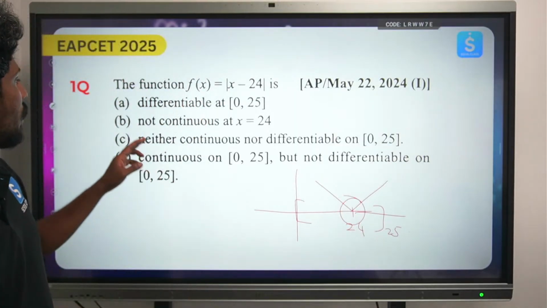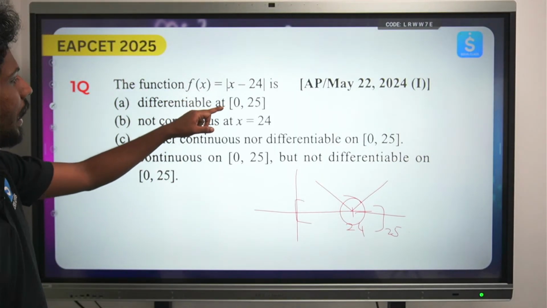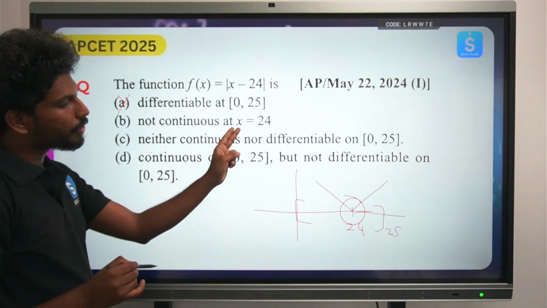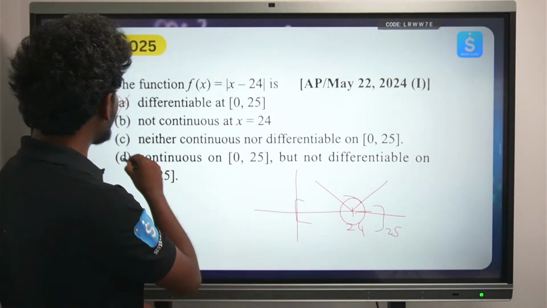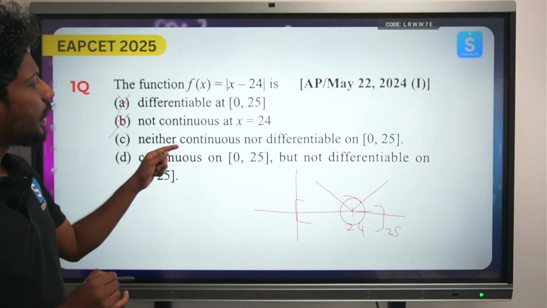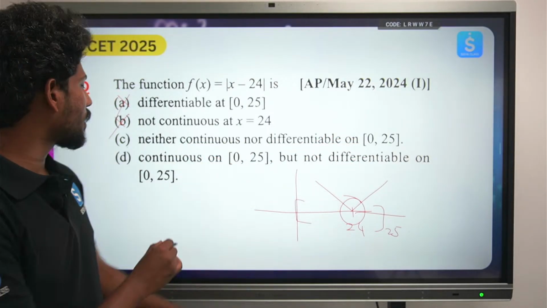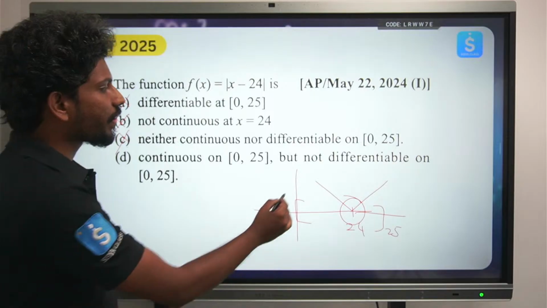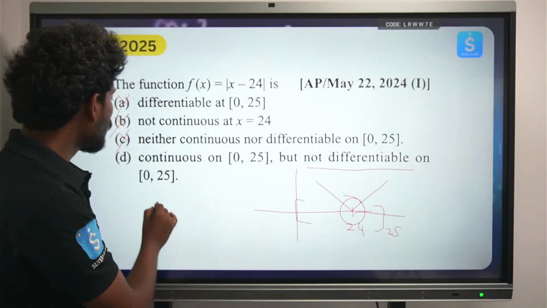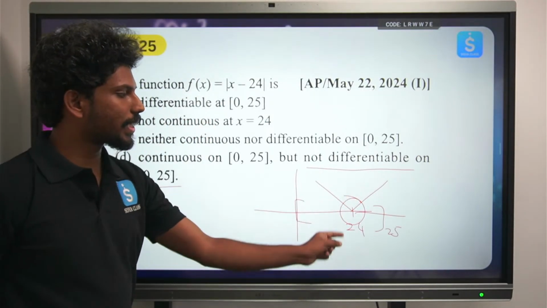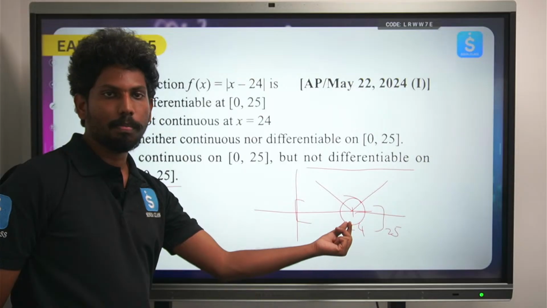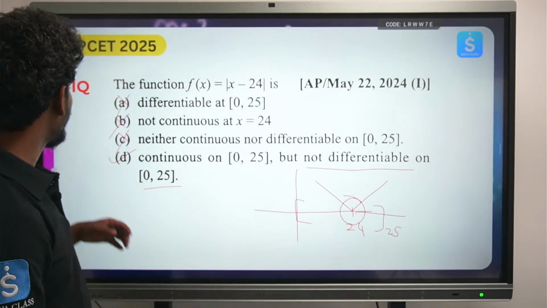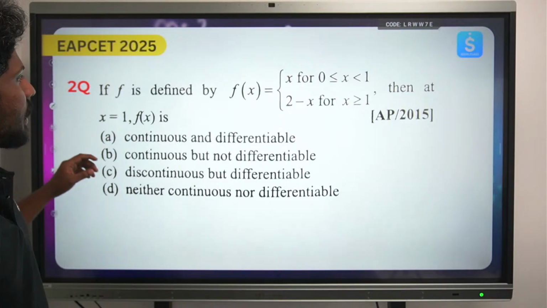Okay, so first, differentiable from 0 to 25, this is wrong. Not continuous at x equals 24, no, it is continuous at x equals 24, this is also wrong. Neither continuous nor differentiable on 0,25, that is also wrong. Continuous on 0,25 but not differentiable on 0,25, only because of this one point at x equals 24 it is not differentiable. So this is the first answer. Right, see the next question.